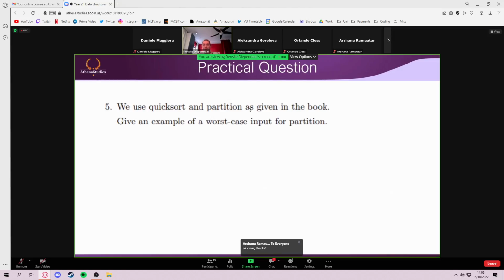Yeah, so we have a little practical question. We use quicksort and partition as given in the book. Yeah, well, we didn't really read the book, right? But it's just what we did before. Give an example of a worst case input for partition. Well, I sort of just did that, sorry. But try to explain it in your own words to yourself, maybe. So we did partition, basically to say pivot is last item. So if we pick pivot as last item always, what is going to be the worst case scenario?